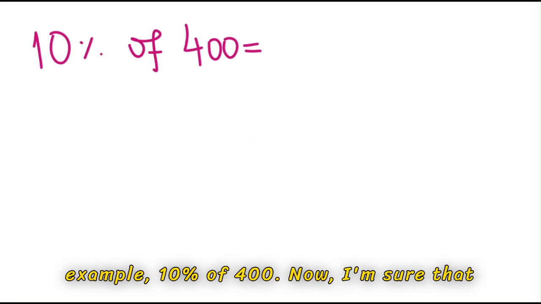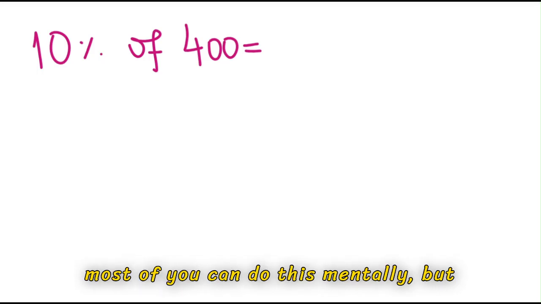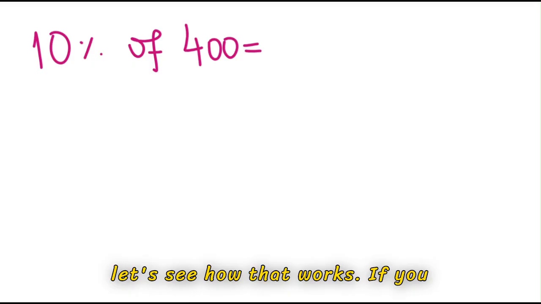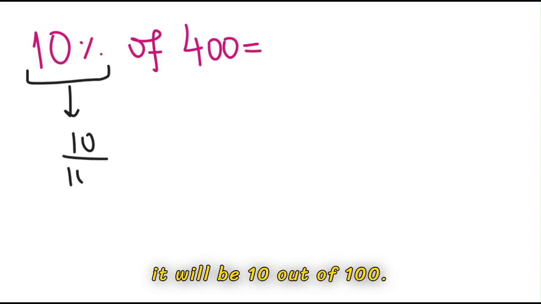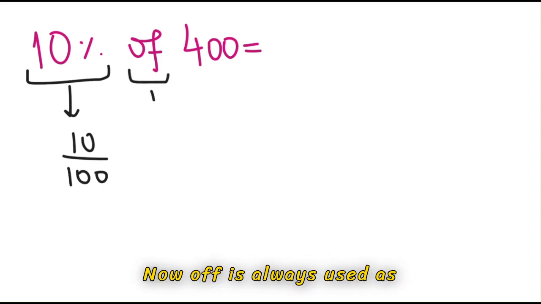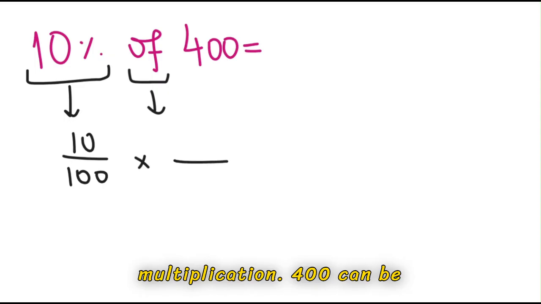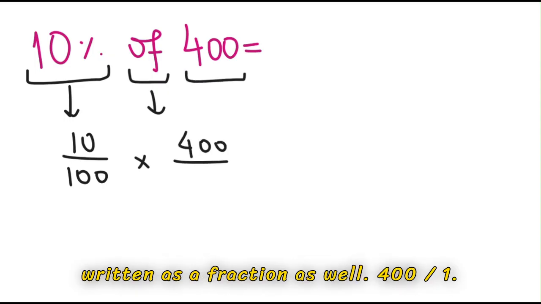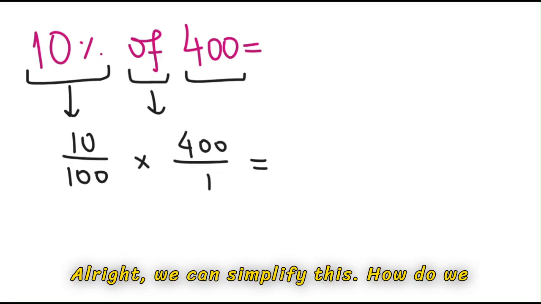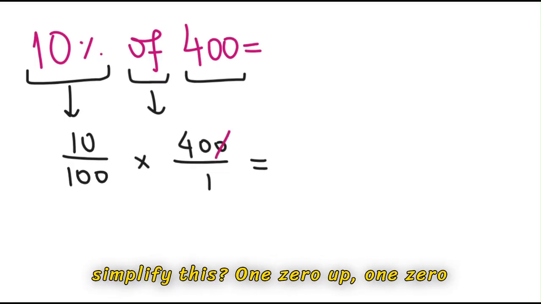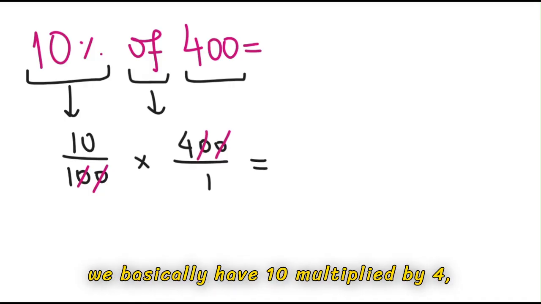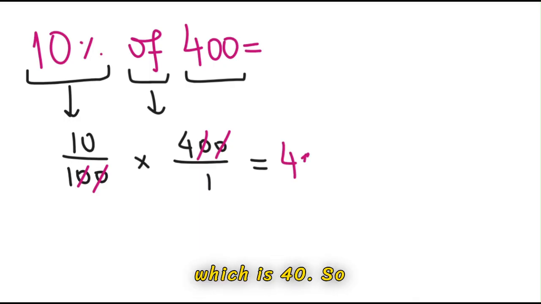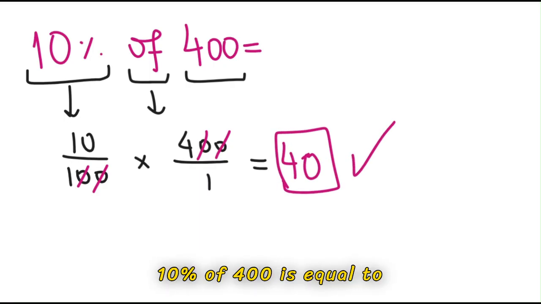Now, how do we find percentages of a number? So if we need to find, for example, 10% of 400. Now, I'm sure that most of you can do this mentally, but let's see how that works. If you write 10% as a fraction, it will be 10 out of 100. Now, of is always used as multiplication. 400 can be written as a fraction as well, 400 over 1. Alright, we can simplify this. How do we simplify this? 10 up, 10 down, 10 up, 10 down. So we basically have 10 multiplied by 4, which is 40. So 10% of 400 is equal to 40.